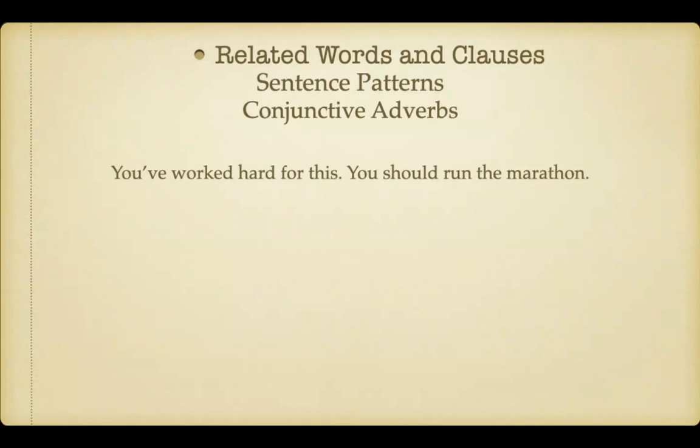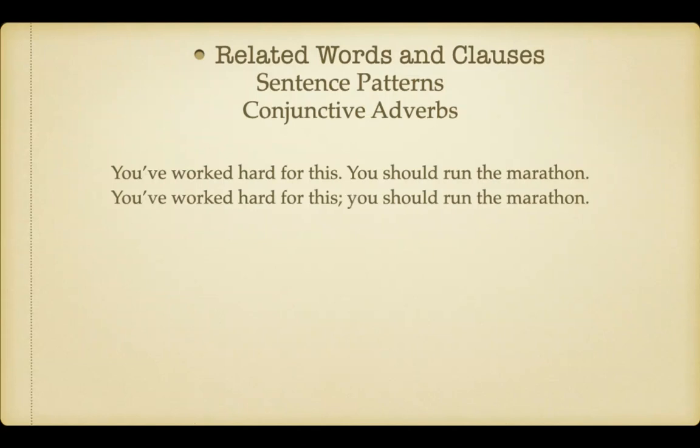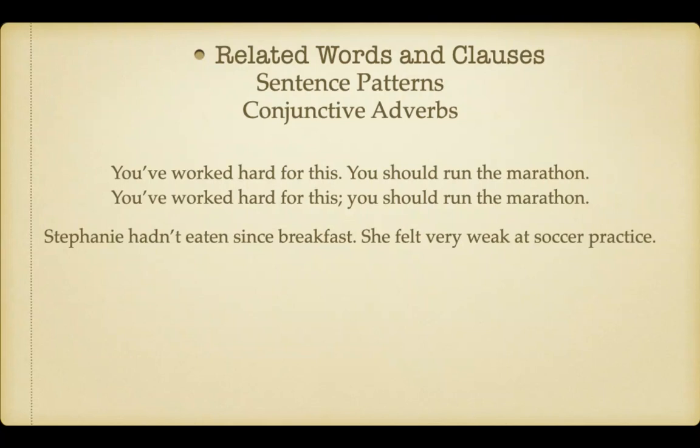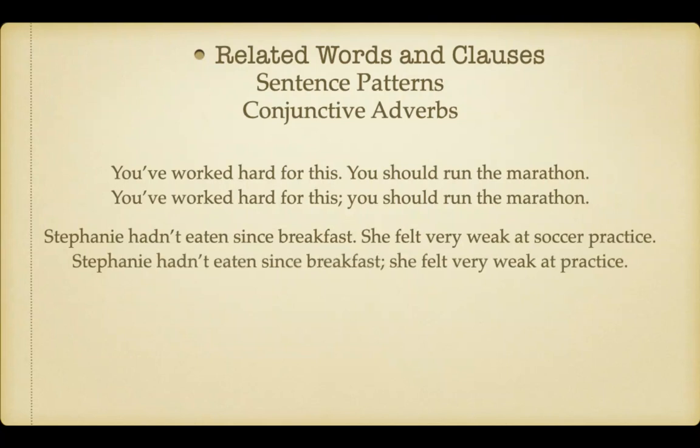There are two independent clauses. And these two closely related sentences can be combined simply by using a semicolon like this. And here's another example. It's important to emphasize that in order to do this, the independent clauses, otherwise known as sentences, must be closely related.